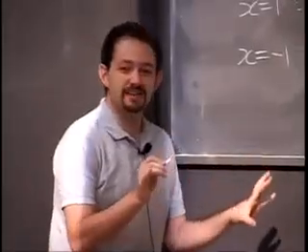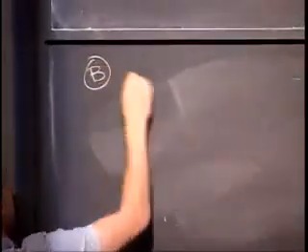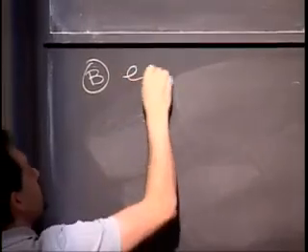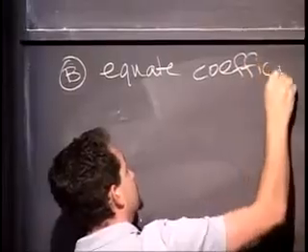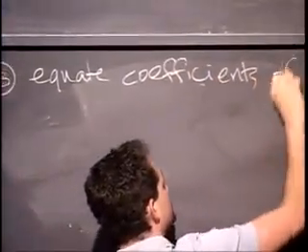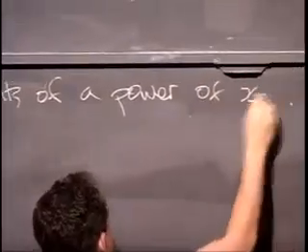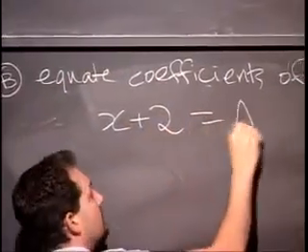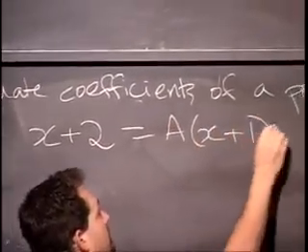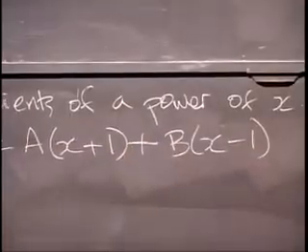Let's pretend we hadn't done that. I'll show you the other method. The other method is to equate coefficients of a power of x. So let's write down that original equation just for reference. We're trying to find x plus 2 equals a times x plus 1 plus b times x minus 1. We're trying to find the a and the b that make that work.